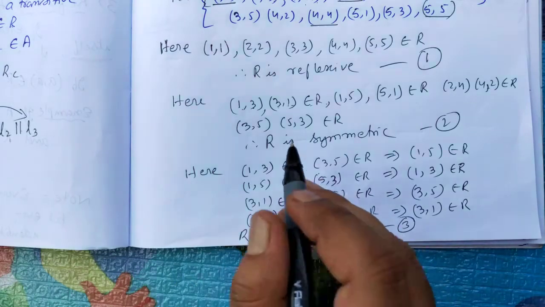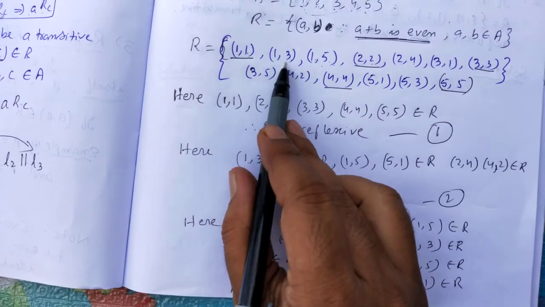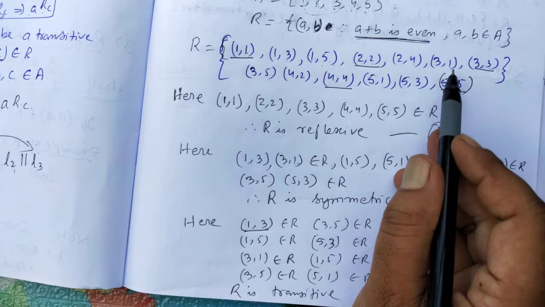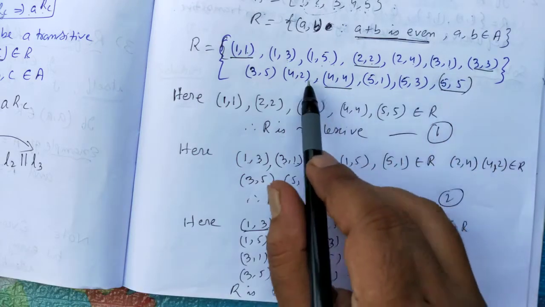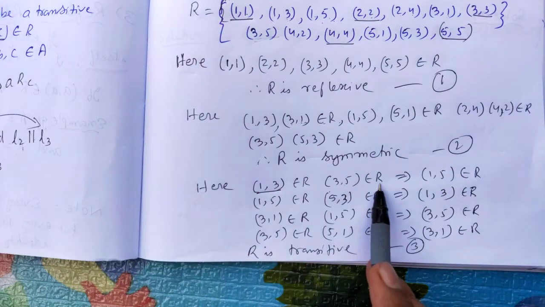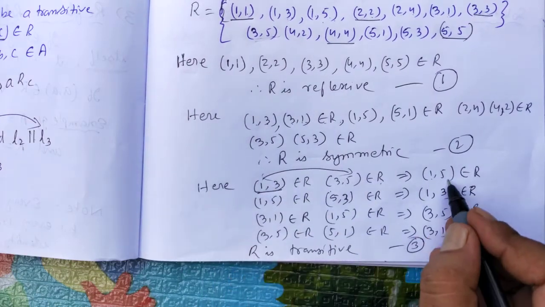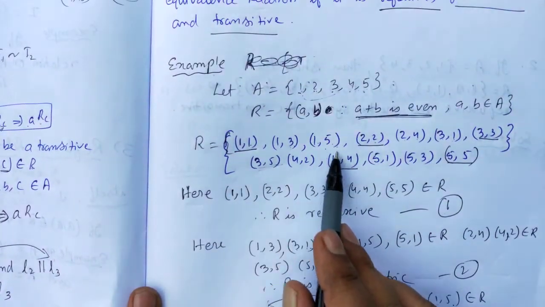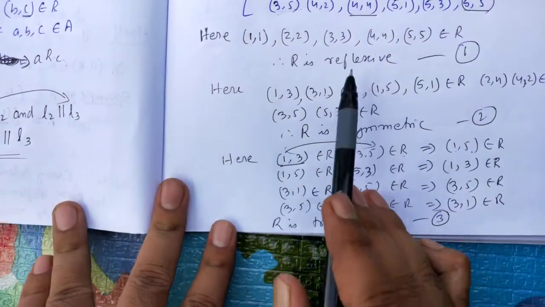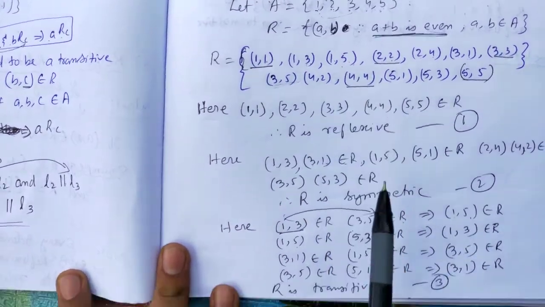Now for transitive, what we have to see is (1,3). We have to use 3 numbers. See, (1,3) belongs to R. So next we have to see 3 with something. Don't use (3,1) because it's the same numbers only. I'll use (3,5). See, (3,5) belongs to R. So we have to check whether this (1,5) is in R or not. (1,5) also is in R. That means we can say transitive, but it must satisfy each element. Okay, (1,5) belongs to R.